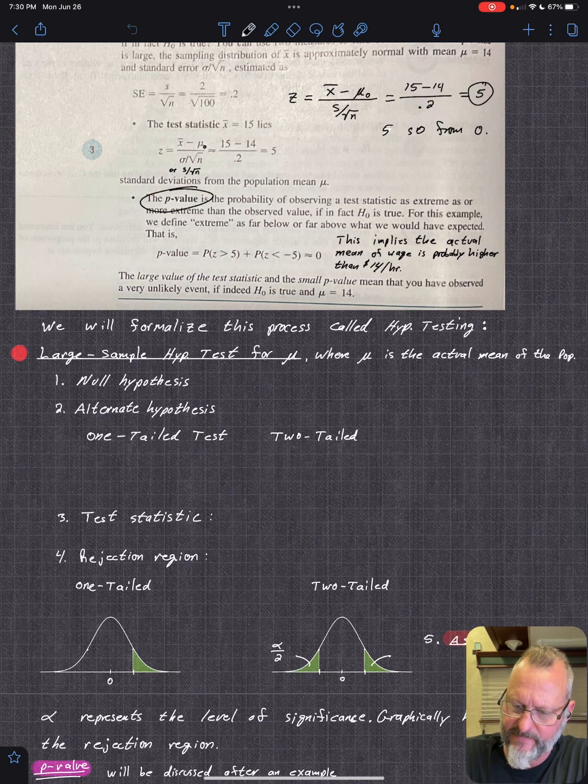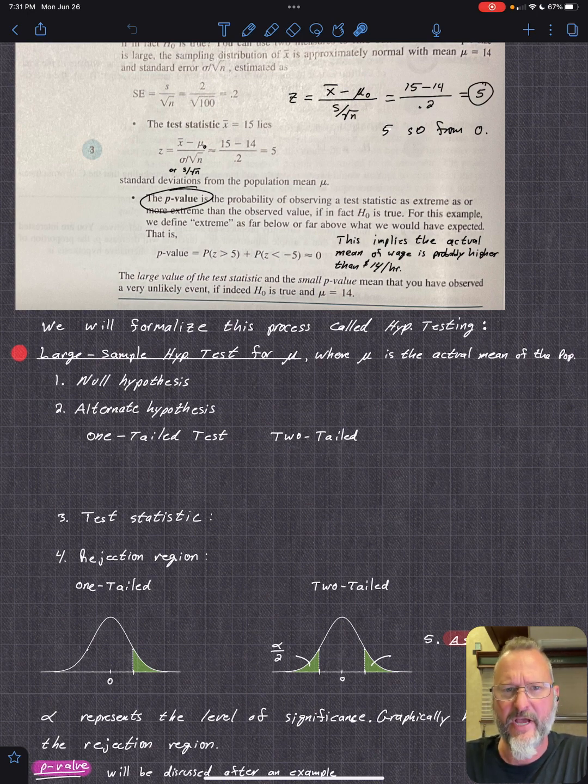You add it up. Okay, so you add this plus this, and that's essentially 0 probability. Remember, a small p-value means it's farther away from the accepted value, which would be 14. So in fact, the accepted value is wrong in this case. This implies the actual wage is probably higher than 14.